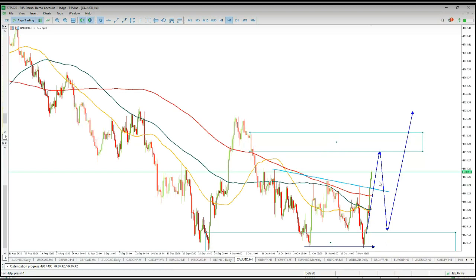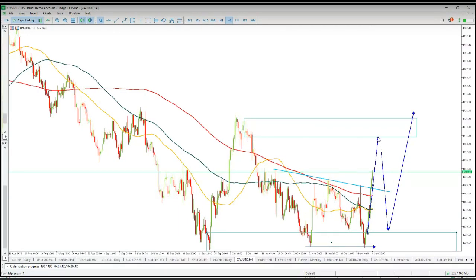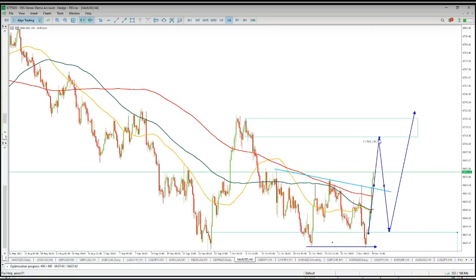Right here is the other block that I'm watching out for. There's a huge likelihood that price reacts from this other block, or we fill up that imbalance and use this other block instead. There's a huge likelihood that this plays out.